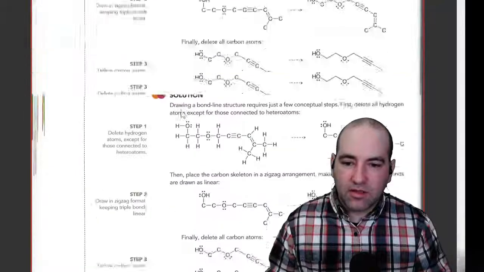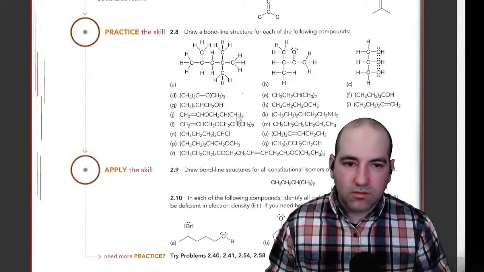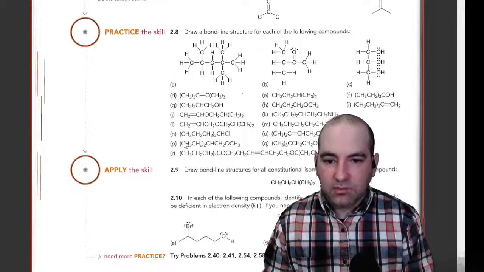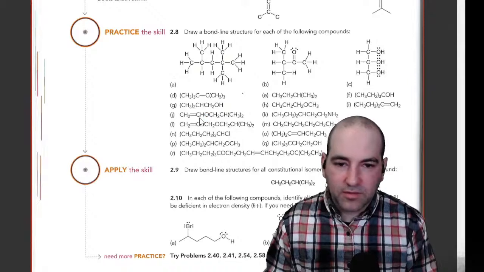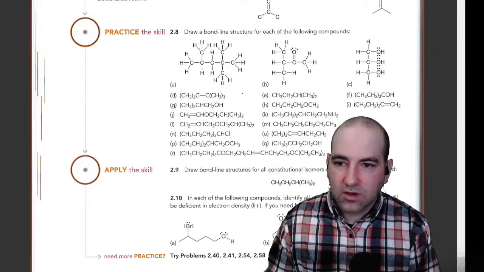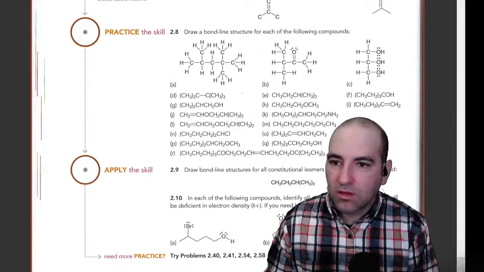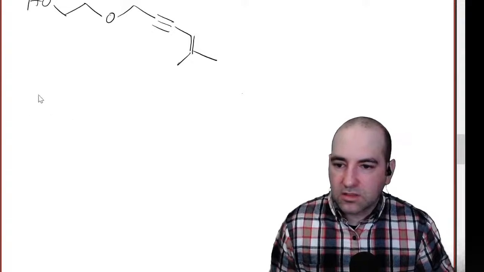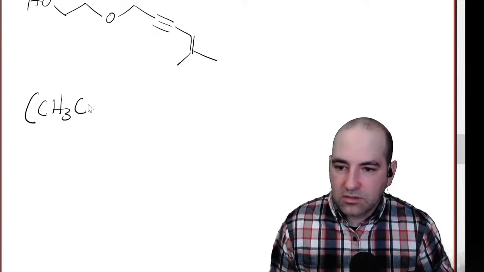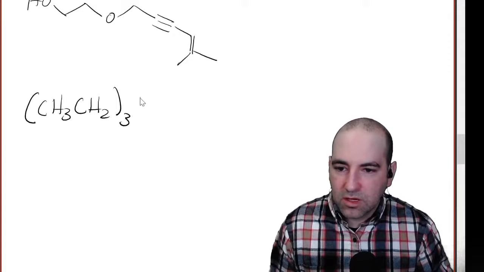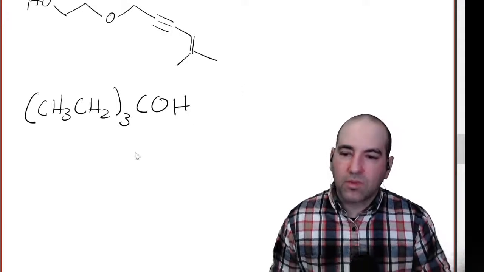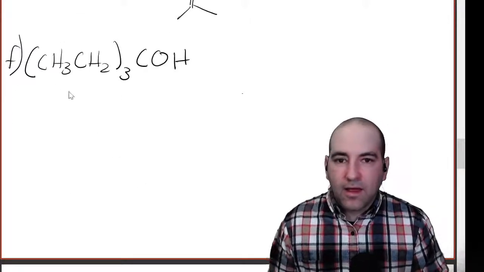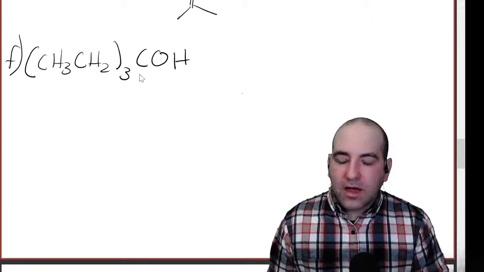All right, for the last example, I want to take one of these from the homework that is a little bit more difficult way of dealing with these parentheses. I guess not difficult, but let's take a look. We're going to look at F here, which I'm going to draw out. It's CH3, CH2, free COH. That's F. Okay.